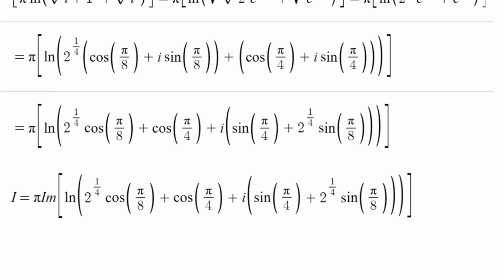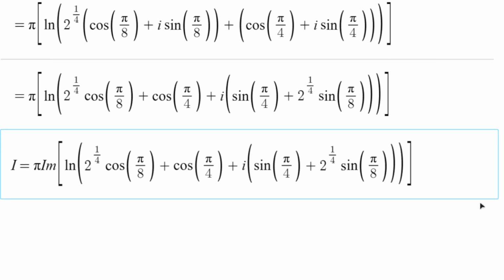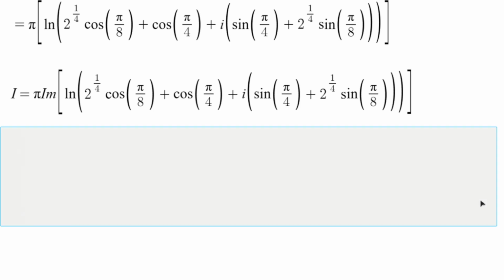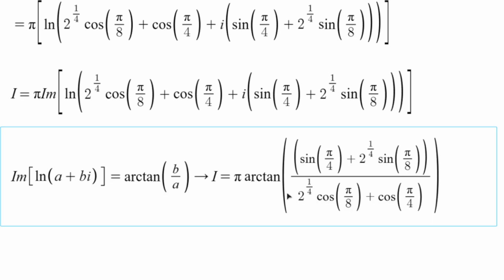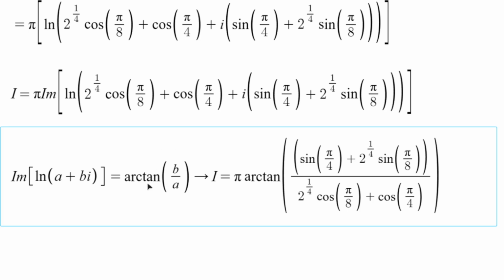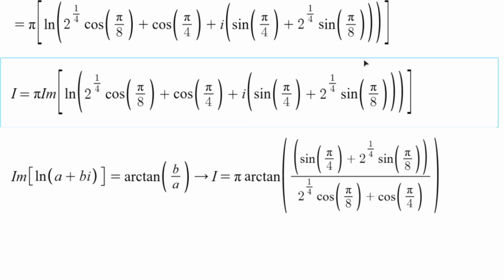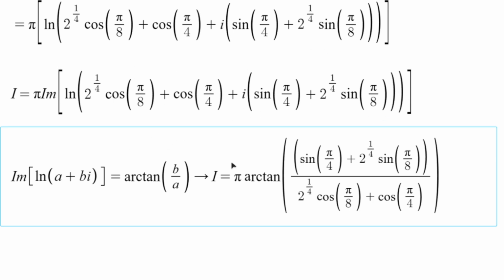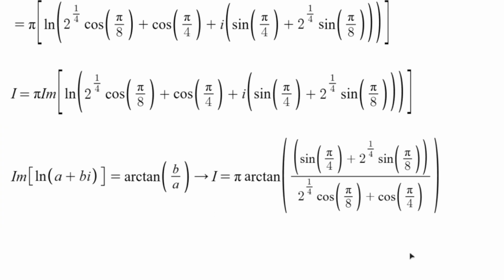And we can use that same thing that we did before. We can use this identity, imaginary part of natural log of some a, which is this part, plus bi, which is this part. Here's our b, is just going to be equal to the arctangent of our b part over our a part. So our original integral is just pi times the arctangent of this part right here over this part right here. And I wrote that right there.